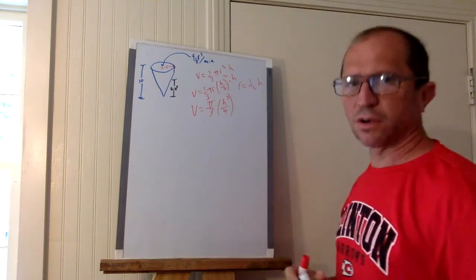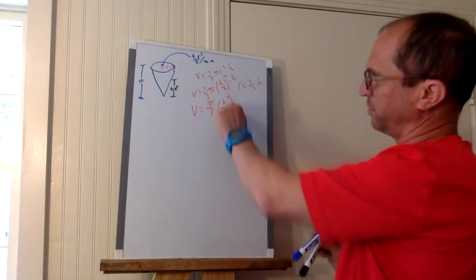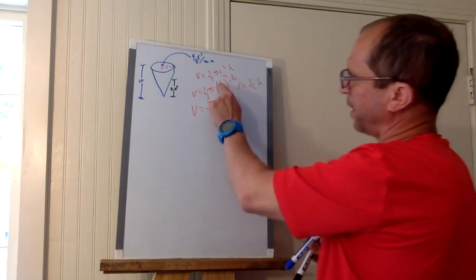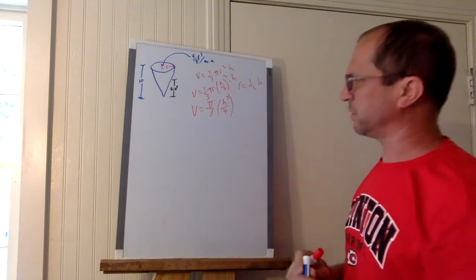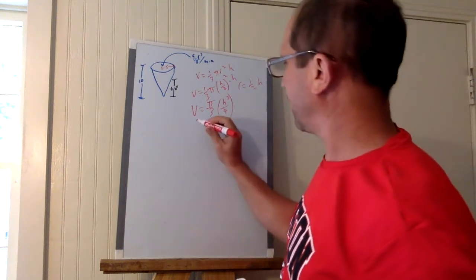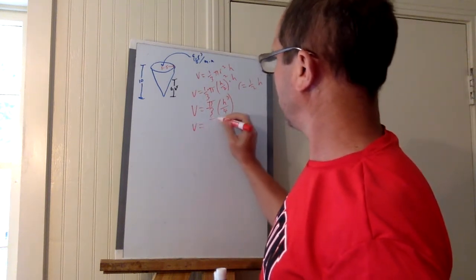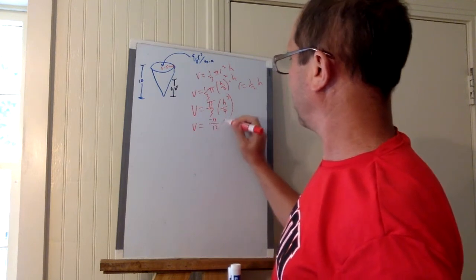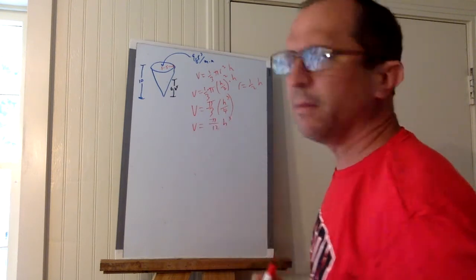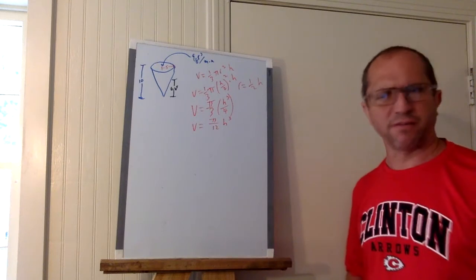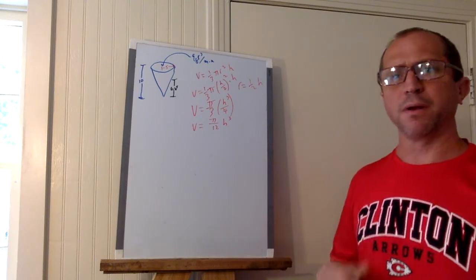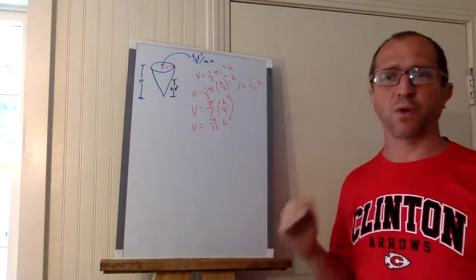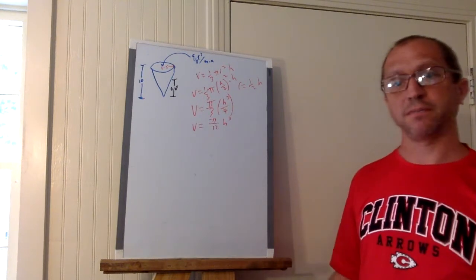Okay, so I squared h over 2, got h squared over 4, and then multiplied that by the h out here. So this is my problem, and now I'm going to do one more thing. I'm going to make this volume equal to pi over 12 times h cubed. All of that is algebra. I've not done any calculus yet. But now I want to know the rate of change of the height.